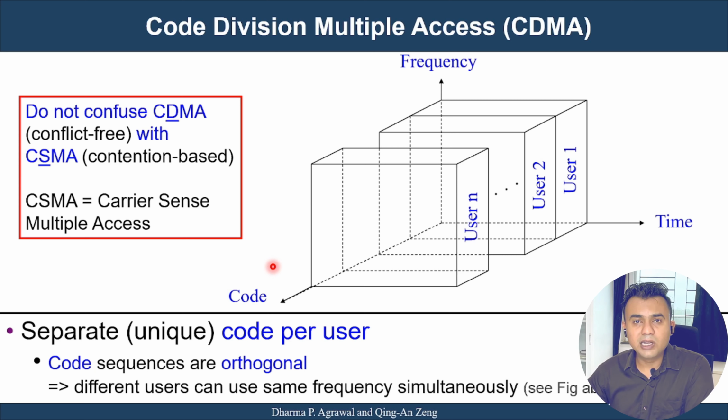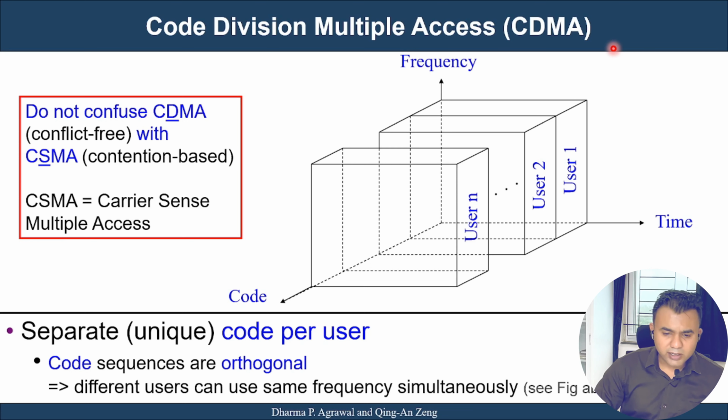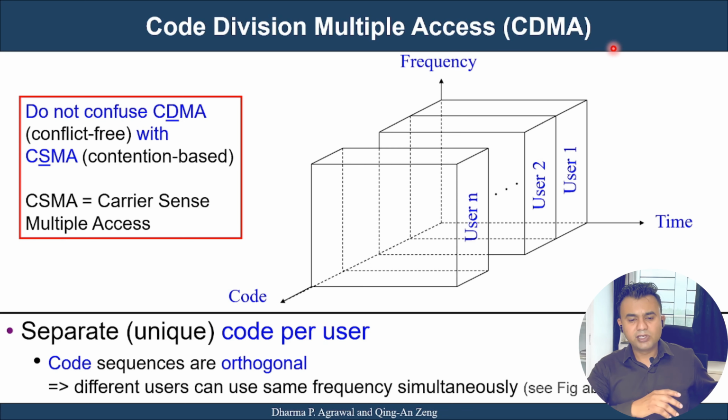Moving on to the third traditional method. We are covering all the traditional methods first to brush up the concepts, and then we'll move to the advanced methods that we use in 5G and 6G, right? Code division multiple access, CDMA. This is another method for communication. Do not get confused between CDMA and CSMA, right? CSMA is nothing but carrier sense multiple access, whereas CDMA is nothing but code division multiple access.